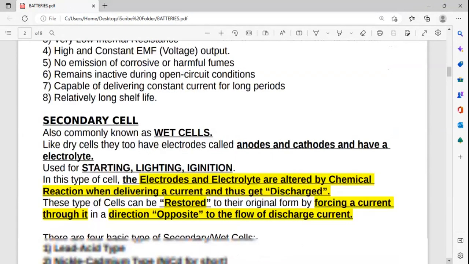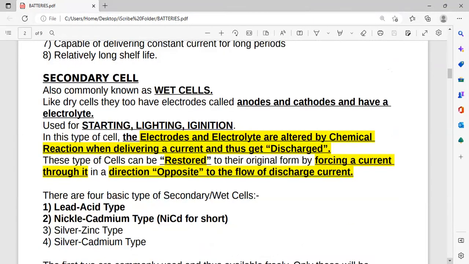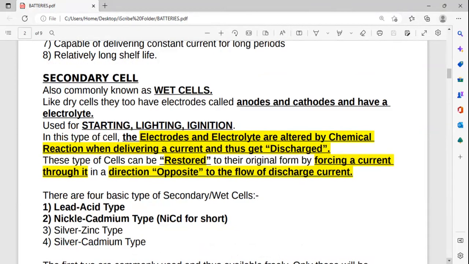We saw the advantages, and then we came to the secondary cell, the wet cells, and this is what we are going to be concerned with, because we are having these two types of cells generally on board the ship. One is your lead acid type and the other one is the nickel cadmium type or the alkaline type, of which the lead acid type is most commonly used on board the ship.